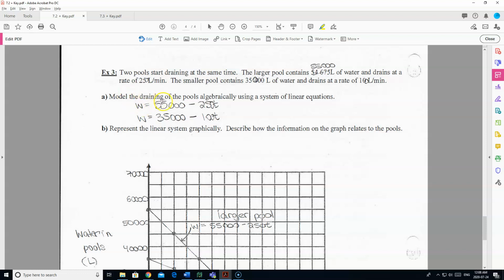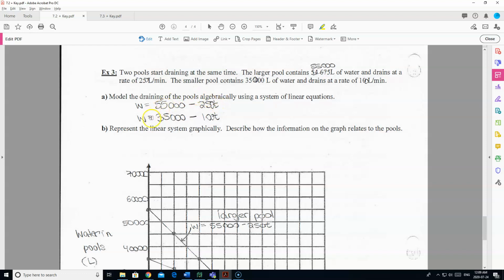So W equals, for the bigger pool right here, oh yeah, it does highlight, cool. For this equation, it looks like y equals mx plus b, but kind of backwards, so this is the mx right here, plus b. This is your y-intercept, the b, and this is your slope, the negative 250, right? You're starting with 55,000 liters of water in the pool, and every minute, so minus 250 times t, and t stands for time in units of minutes. So every minute 250 liters is getting drained out.